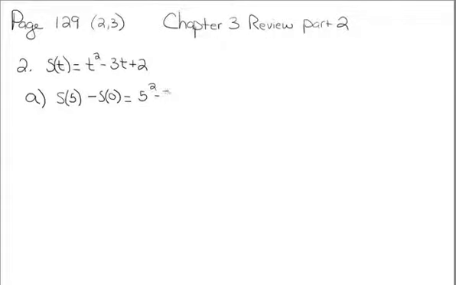Alright, so that would give us 5 squared minus 3 times 5 plus 2. So that's s of 5. Now I need to subtract s of 0, which plugging 0 in simply leaves me with 2. So then I can see I get 25 minus 15 plus 2 minus 2 cancels out, and I'm left with 10 meters.